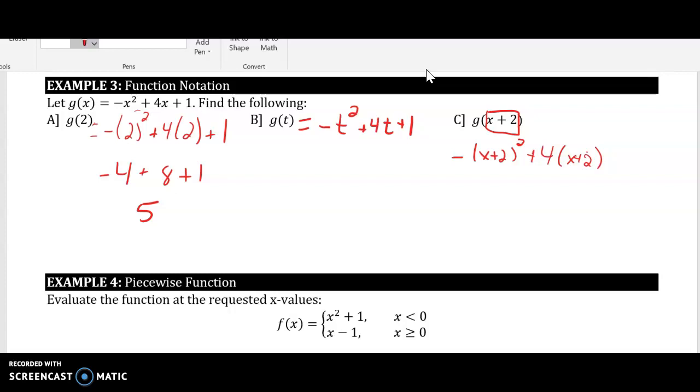And then I still have that plus 1. So this used to be just x, this used to be just x, now it has to be x plus 2. So we do have to simplify. Be careful, you got to FOIL that. So that's got to be x squared plus 4x plus 4. You got to write it out twice. And then multiply. And then here, this is 4x plus 8 with plus 1. Distribute your negative.